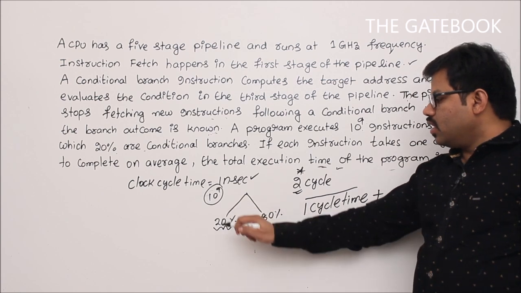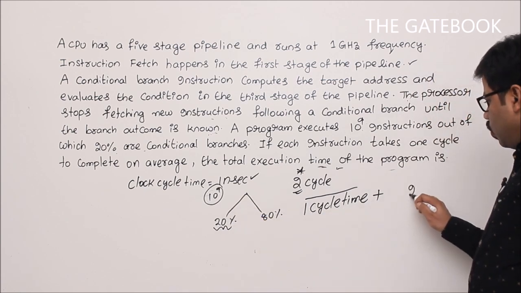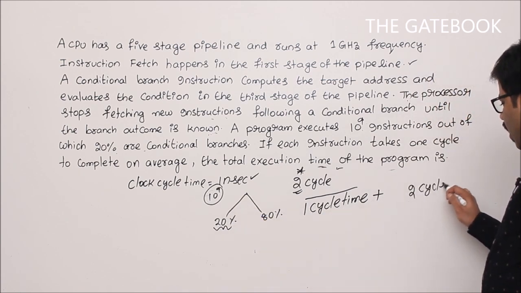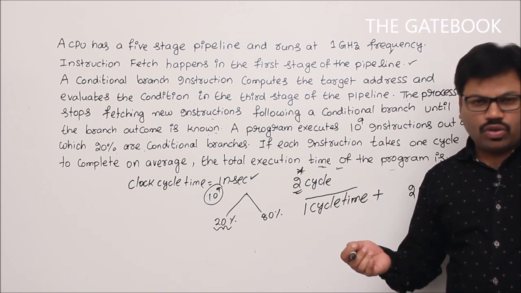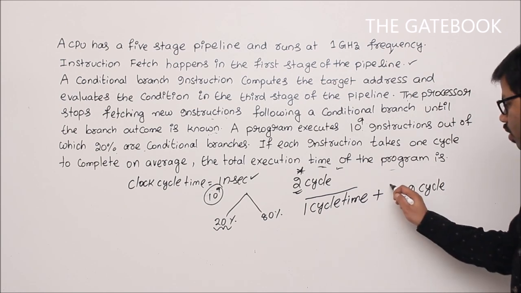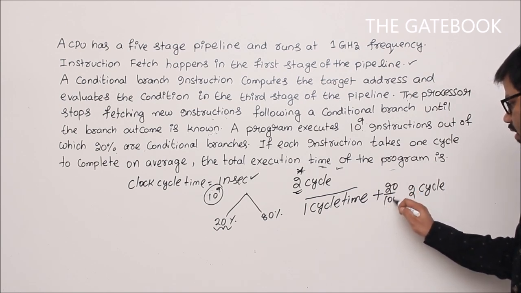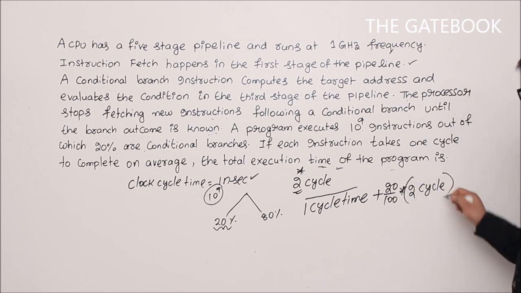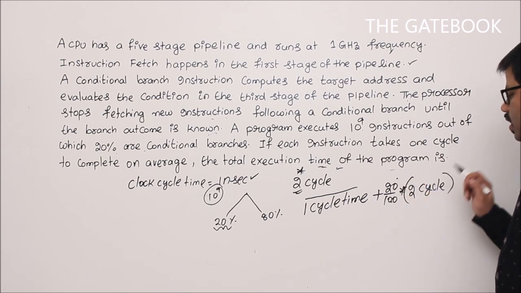The penalty is 2 extra clock cycles, right? 2 cycle times. But not for every instruction do you have 2 extra penalty? No. For how many instructions? Only 20%, right? I can say like this. That's why 20% of the time you are getting 2 extra cycles.